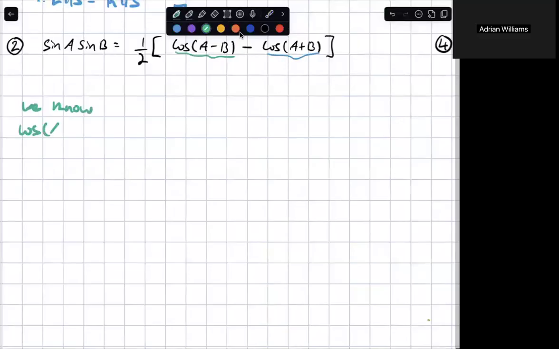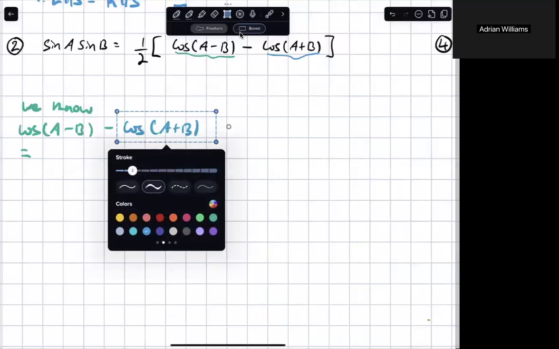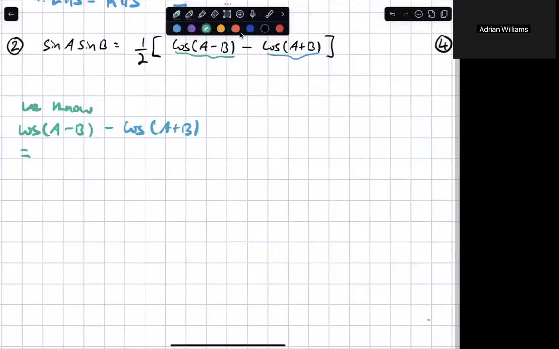So we know that cos(A minus B) minus cos(A plus B) is equal to... Now I'm going to expand, and I should have done this particular one up here in blue so we can keep track of our working as we go along. So we know looking at that first set of brackets and expanding it out, that first one is equal to cos A cos B plus sine A sine B, and this is just using our sum and difference of angle formula.